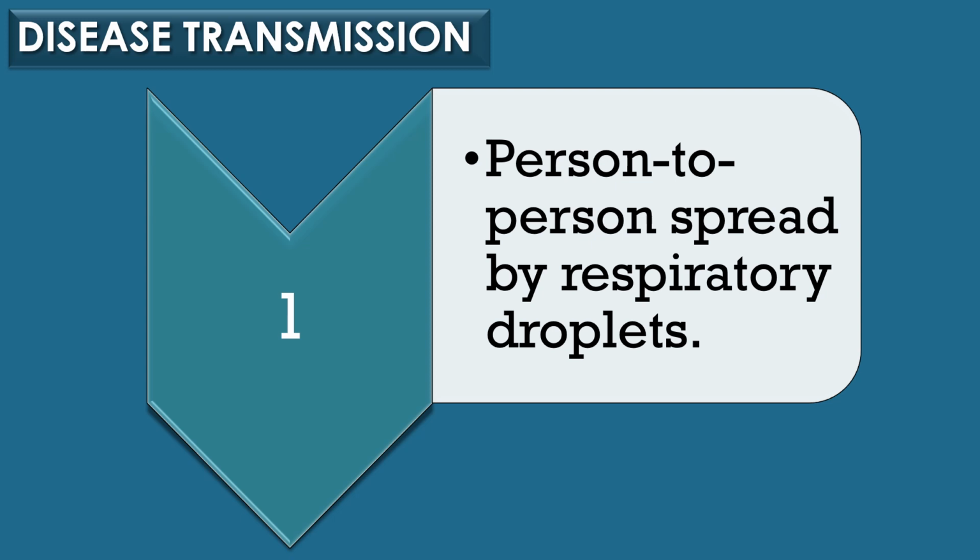Disease transmission of Streptococcus pneumoniae. Streptococcus pneumoniae infections are mainly transmitted from person to person, spread by respiratory droplets at the time of sneezing and coughing.